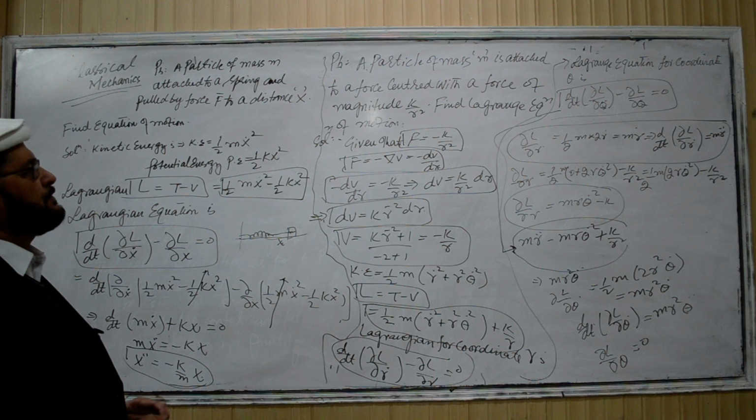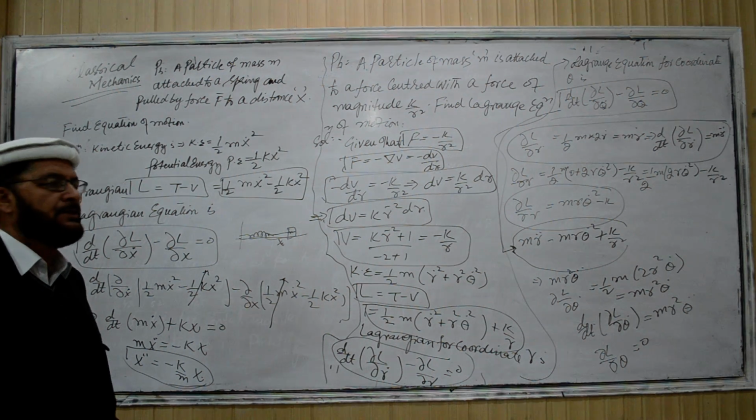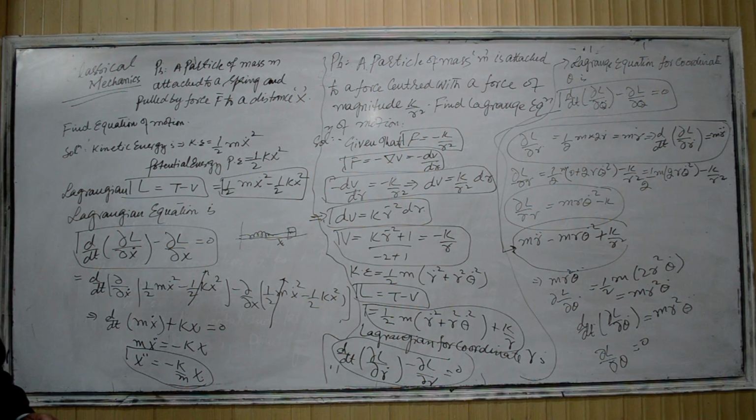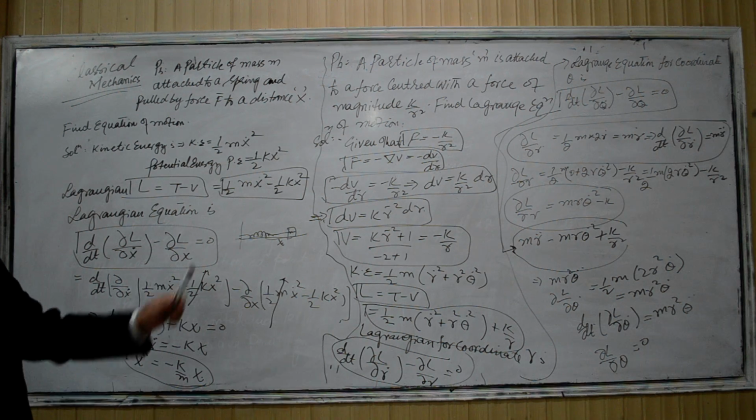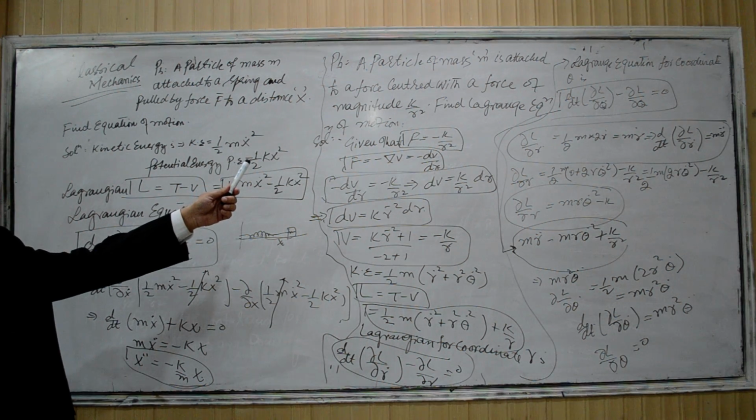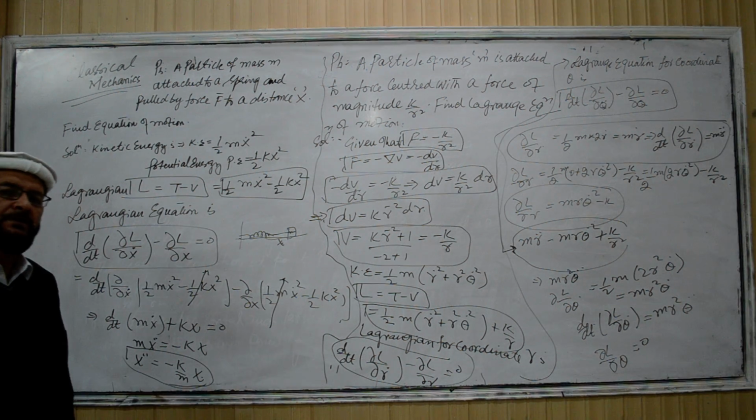So this is the equation of motion in this case. And the second problem is: if a particle of mass m is attached to a force center with a force of magnitude k divided by r square, find the Lagrange equation. Here I have taken the force F is equal to minus k by r square.